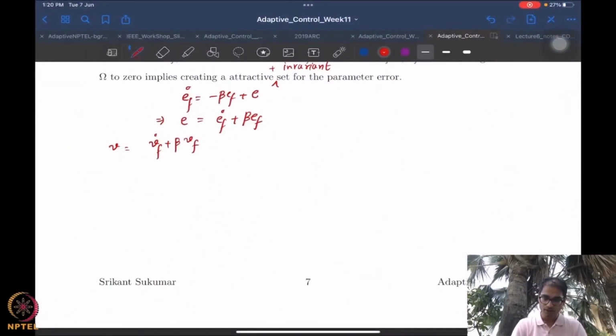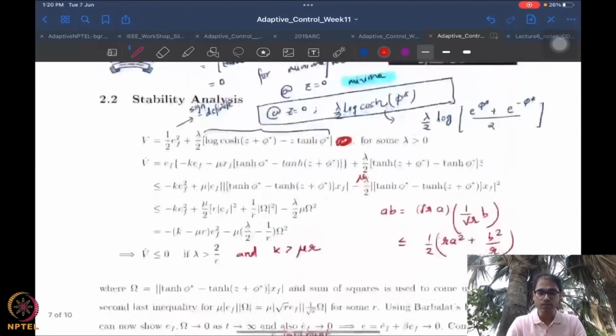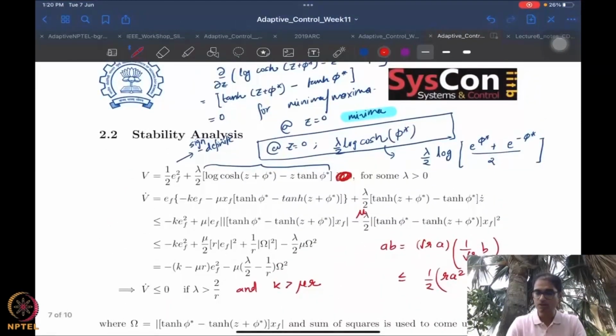I would leave it to you as an exercise to prove boundedness of this. Once you have the boundedness for Vf dot and Vf also, then you know that V is going to remain bounded and so is U. And this is not going to be affected in the presence of disturbance. Again, we have not done any analysis with disturbance. Notice there is no disturbance analysis here.